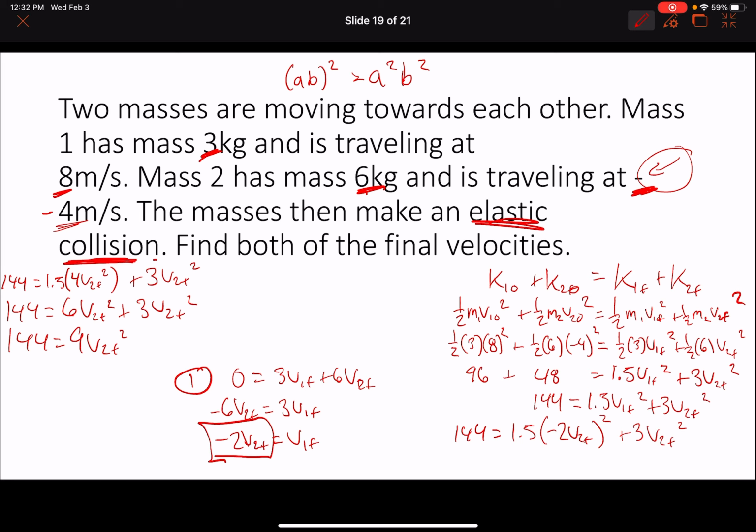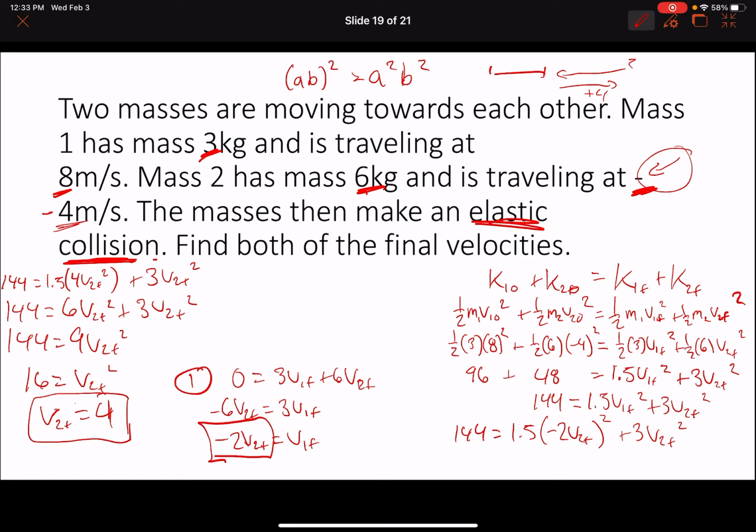Let's divide by 9 on both sides. We get 16 equals V2F squared. And so that means that V2F is just 4. And let's think about it, it's actually plus or minus 4, but let's think real quick. Which direction is my second mass going to bounce off at? Second mass is traveling negatively to begin with, right? And so when it bounces, if we have mass 1 here, mass 2, when they bounce, it's going to go back positive. And so it is a positive 4 here. And so we are good with the positive 4.